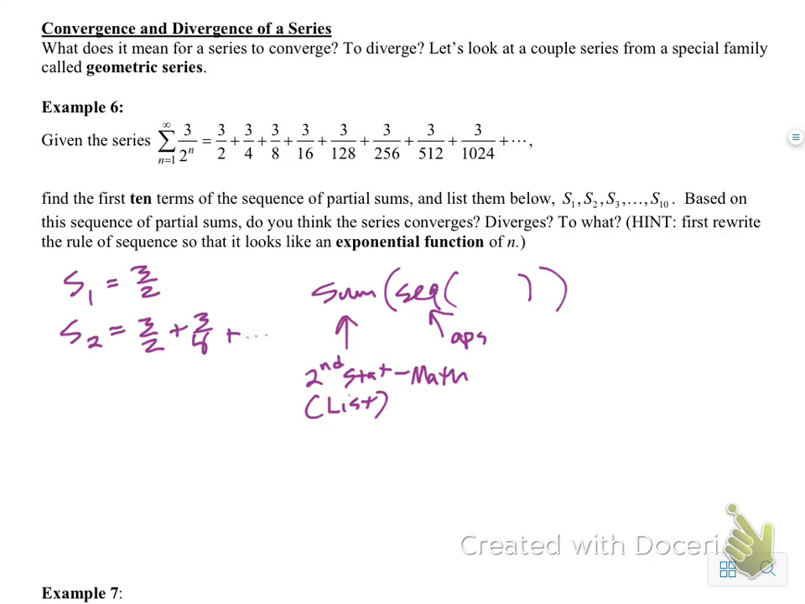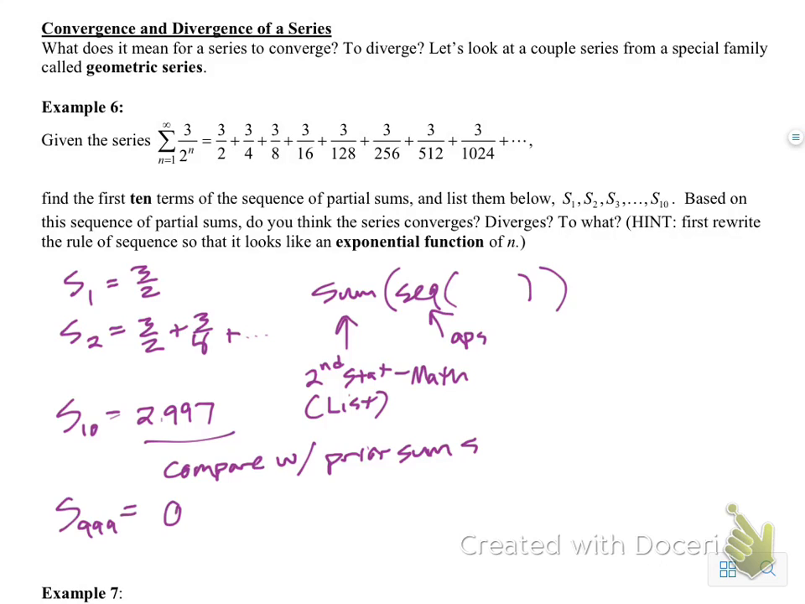And you can put in the rule, 3 over 2 to the n, and then do a certain number of steps. It's always steps by 1, but let's say I go to 10 on my calculator, and I got 2.997. If you compare it with the prior sums, we're trying to decide, is that growing or is it kind of staying the same? And S of 10 is probably not big enough to find that out. So if we go to 999 on the calculator, it'll give you this message called overflow.